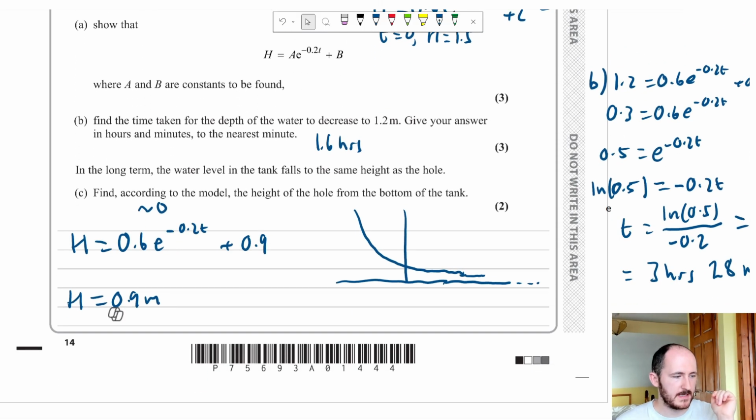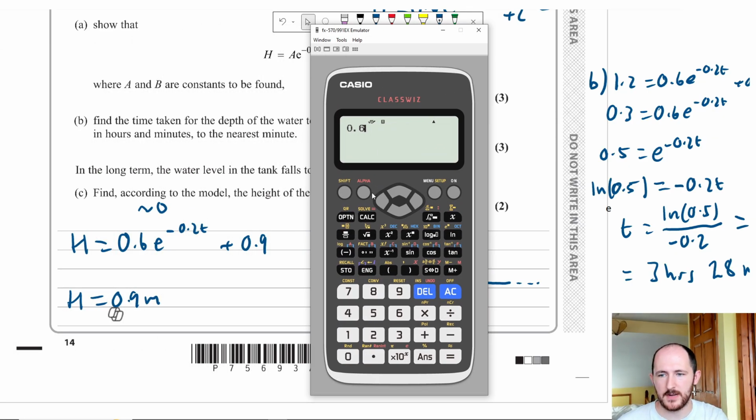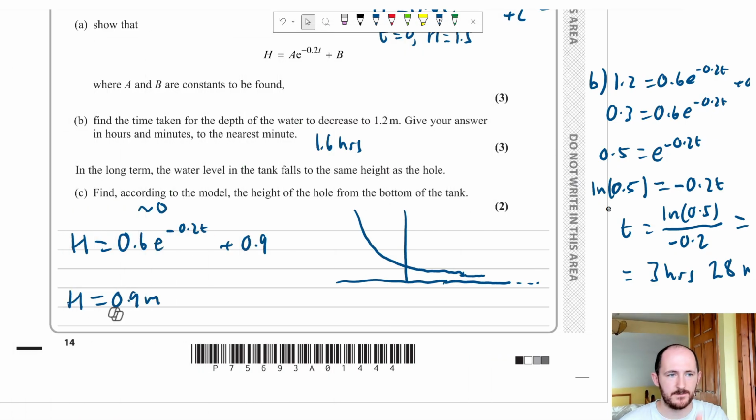Now, the other way to do it is, and again, you have to be careful when you're doing this, you can sub in a really, really big number for t. So minus 0.2, and then let's just sub in something ridiculous. And we get 0.9. But again, you can just do it by visually looking at it. So as t gets large, this goes to 0. And we're just left with the 0.9 on the right.